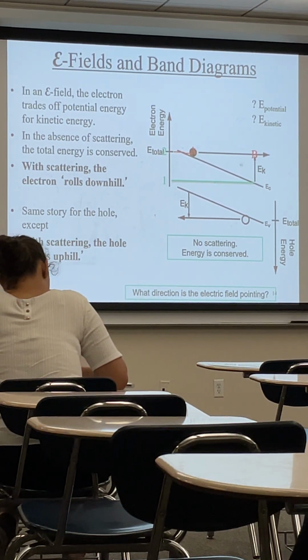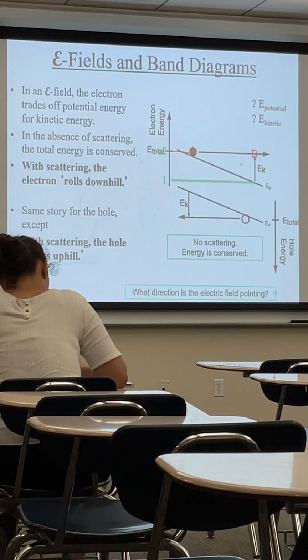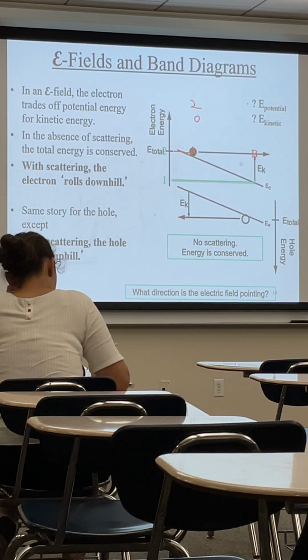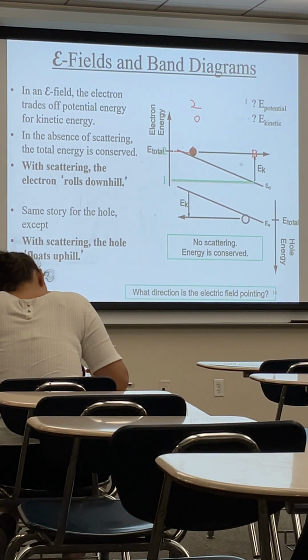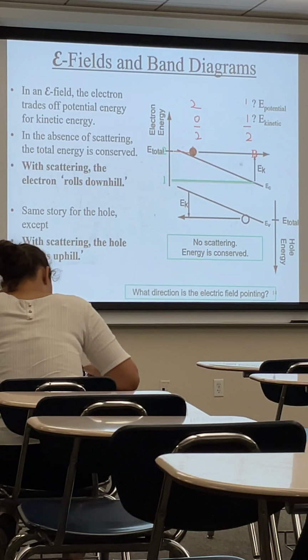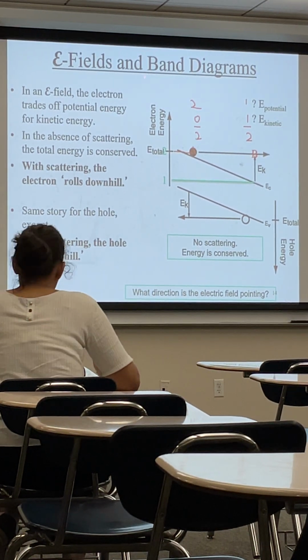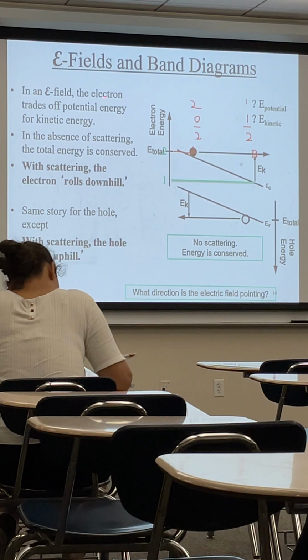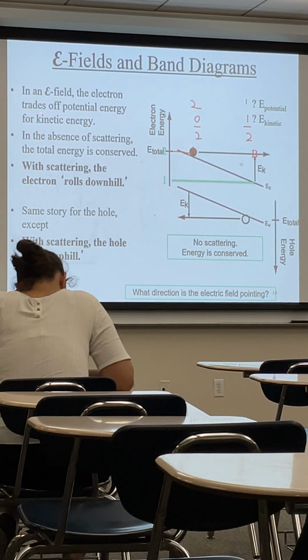Okay, right. So now you can see for A, the potential energy is 2, kinetic energy is 0, right? And for B, the potential energy is 1 and kinetic energy is 1. And you can see that overall the total energy is the same. So in the electric field, the electron trades off potential energy for kinetic energy.